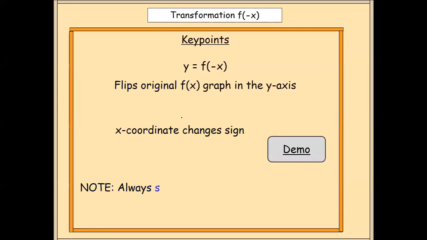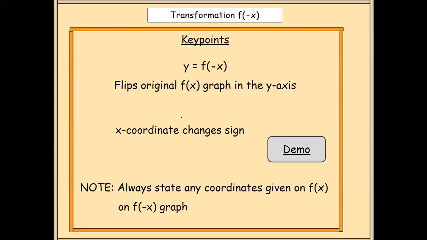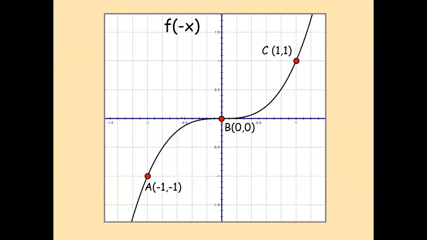Flips on the y-axis. X coordinate changes sign. So how many have we looked at? 1, 2, 3, 4, 5, 6, 5. So f of minus x, we just said we're going to flip on the y-axis. So this point will arrive 5 here. This point will arrive 5 there. This one won't change. So it's just the graph that will just change like that from there to there. Okay. That's f of minus x.